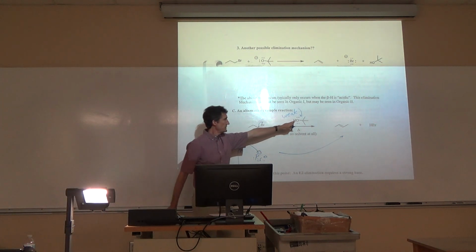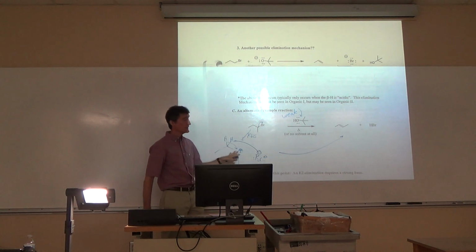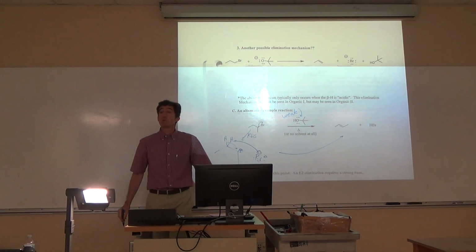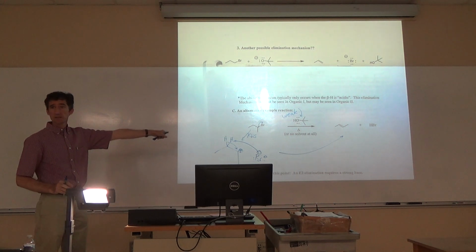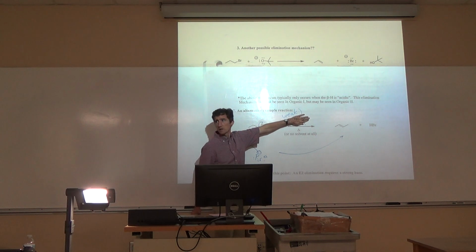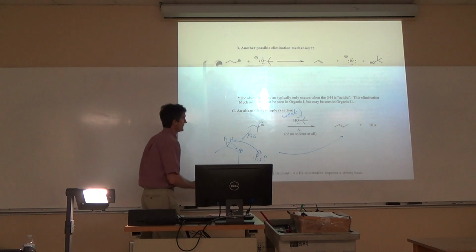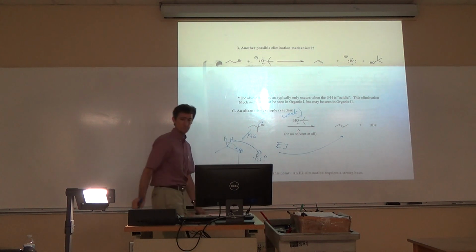We could have used this as a base. Just like if that was water, water could have taken the H and you would have made H3O plus Br minus. But I'm showing the leaving group taking it, and we can understand how this could work with no solvent at all. Okay? That's a good old E1 elimination.